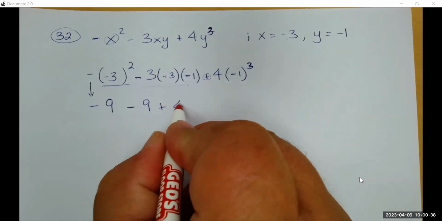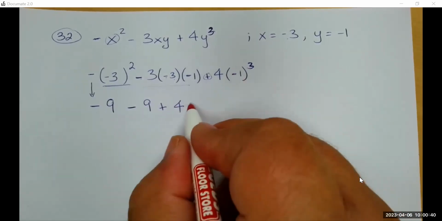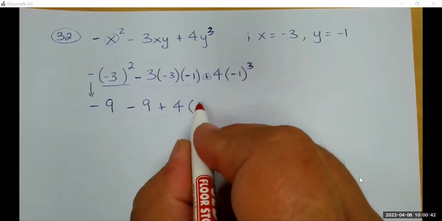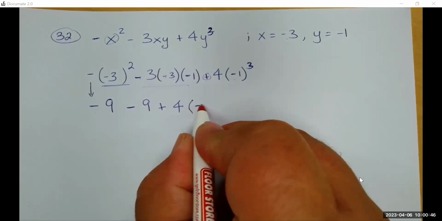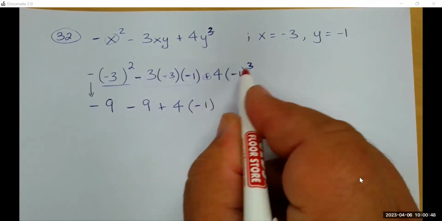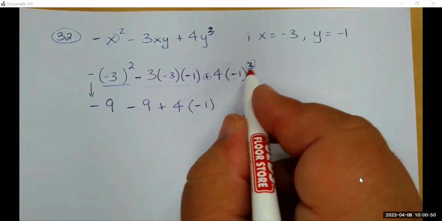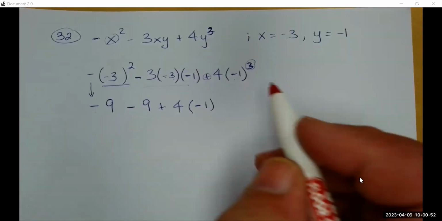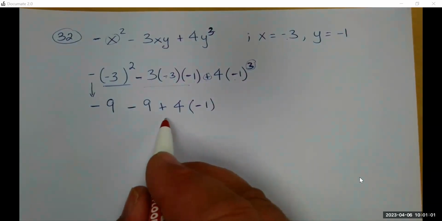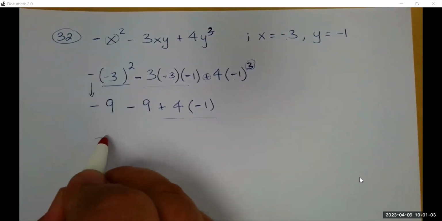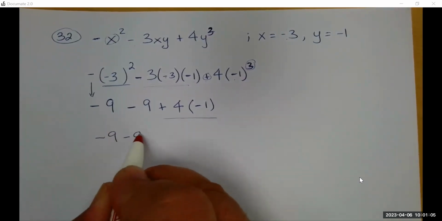Plus 4. And then -1 cubed is... Very good. Because we know it's negative because it's cubed. 1 times 1 times 1 is 1. So that got rid of the exponents. What's the next thing we do? So we have -9 minus 9.